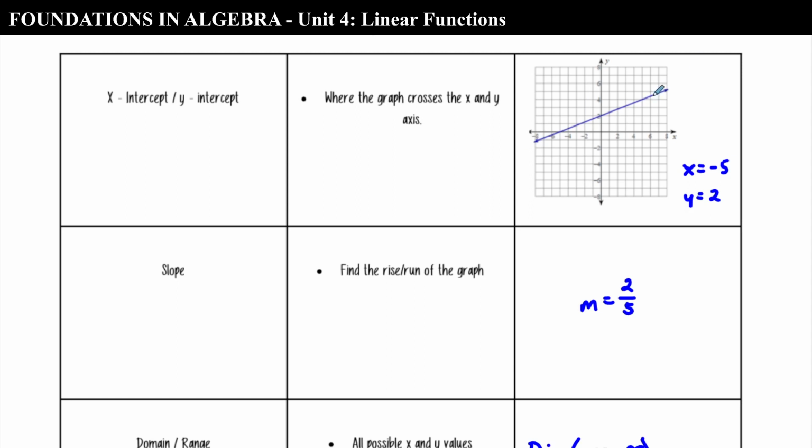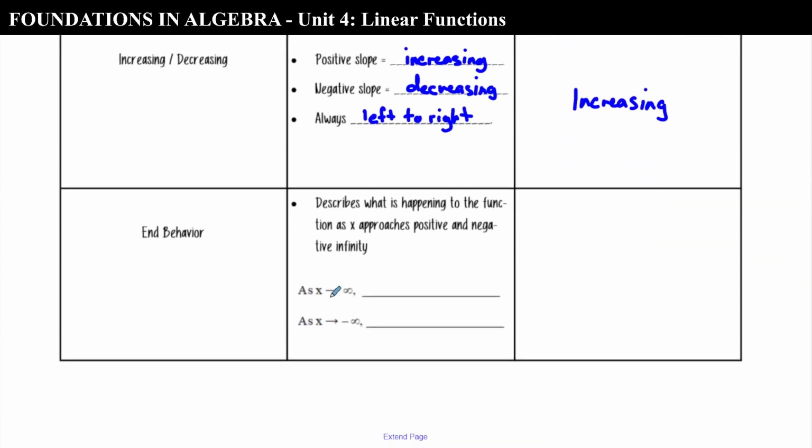So as x approaches infinity, f of x, which is our y, approaches infinity. As x approaches negative infinity, f of x, or y, also goes to negative infinity. So you're going to write it as f of x approaches infinity, and f of x for negative infinity approaches negative infinity. And your f of x infinities are going to flip if it is decreasing instead.